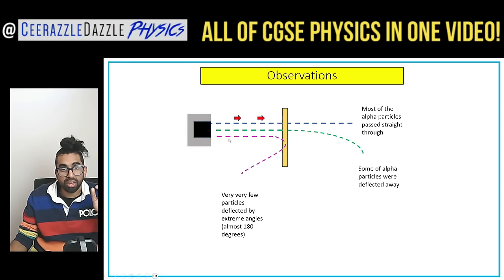Here are his results, guys. You can see that most of the alpha particles pass straight through. Some of them were deflected. And then very few of them were deflected at extreme angles. Very, very few of them are deflected at extreme angles.